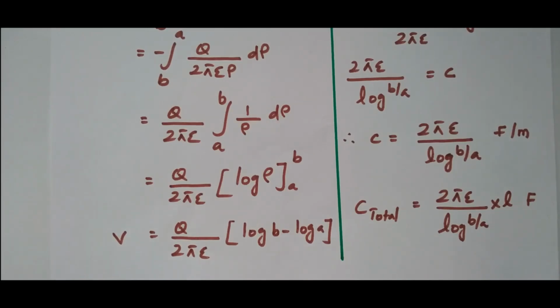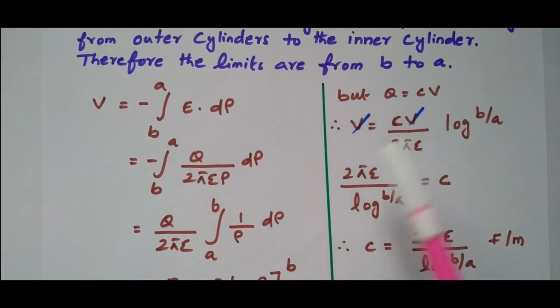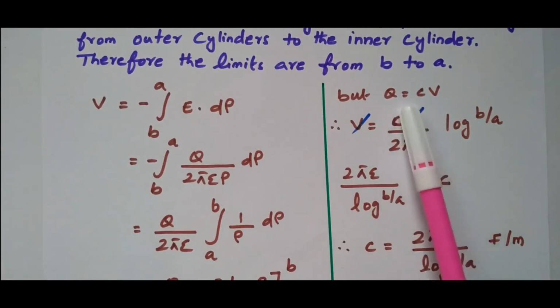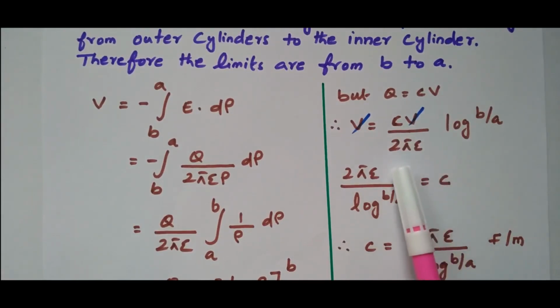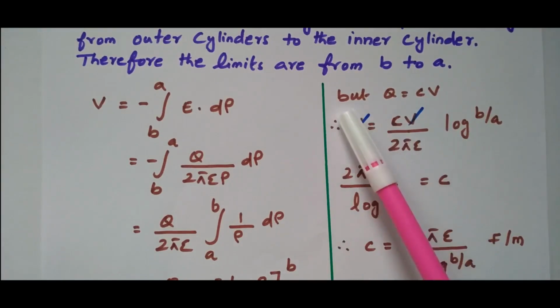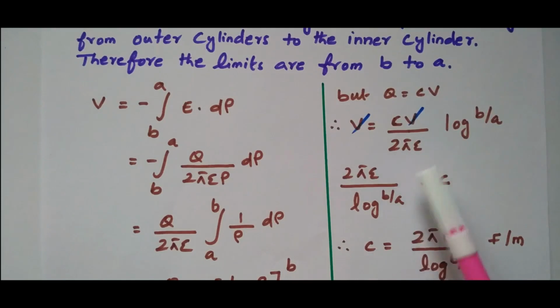But what we need is capacitance. So substitute Q equals CV. In this equation we are replacing Q with CV. That is, V equals CV divided by 2 pi epsilon, log b minus log a, which is written as log b by a. Right? So this V got cancelled. Bring the 2 pi epsilon term into the numerator, and bring the log b by a into the denominator. Right? 2 pi epsilon is brought into the numerator. Log b by a is brought into the denominator.